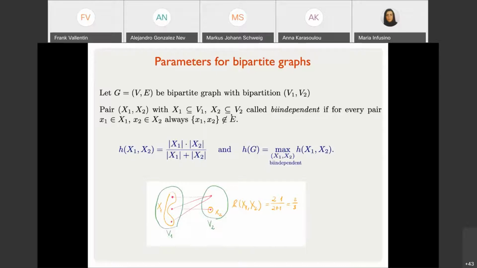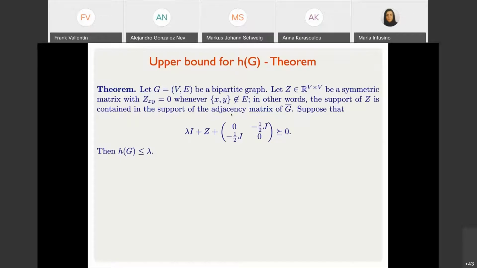Okay, so I have this h parameter, and now I want to produce upper bounds for it. And that's the following semidefinite bound. This bound can be computed by a semidefinite program. So we have a bipartite graph G. Then we have a symmetric matrix Z, where rows and columns are indexed by the vertex set of the graph. And I want to have that Z_xy is equal to 0 whenever I have no edge between x and y. In other words, the support of the matrix Z is contained in the support of the adjacency matrix of the complement graph G bar. So I have zeros whenever I have no edge, and I have unknowns whenever I have an edge.